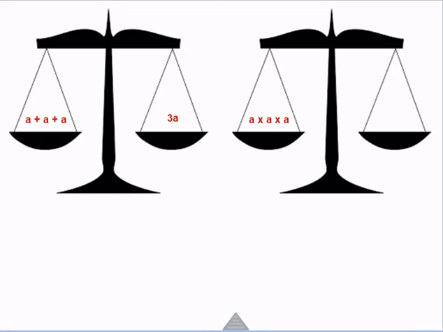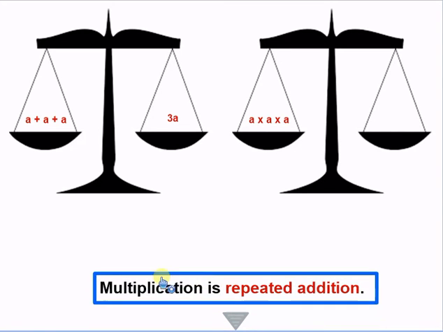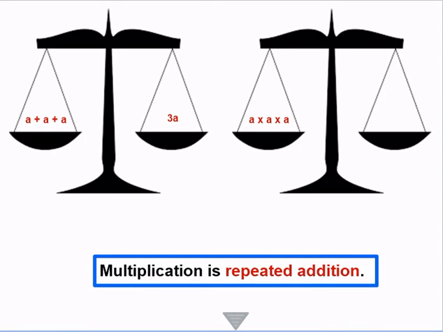Let's take a look at two more examples. Here on our scale we have a plus a plus a, and it says it's equal to 3a. Now your job is to find out whether or not it really is. Is a plus a plus a equal to 3a? If you remember anything about multiplication, yes, it is, because multiplication is just repeated addition. When we add things over and over and over again, we're really just multiplying. So here we have a 3 times, which is the same as 3a. If we had a 4 times, what would that be? That would be 4a.